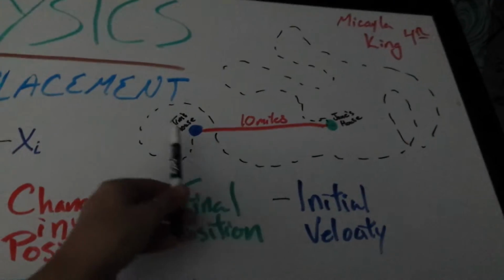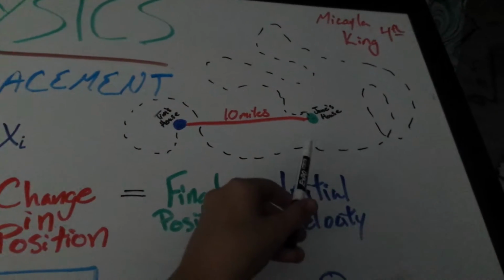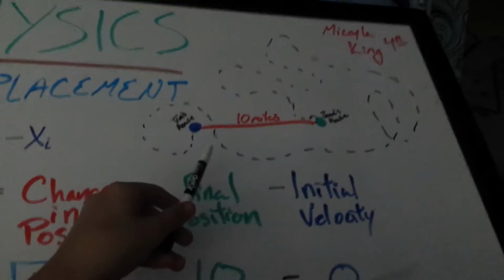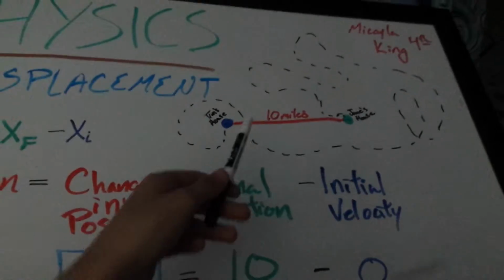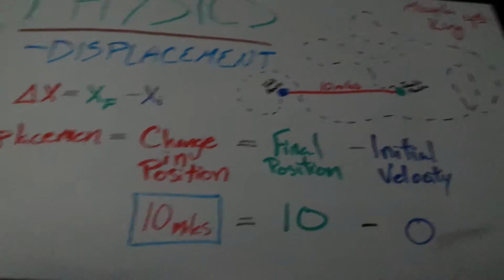The example I wrote is Tim's house is the starting point, and he's going over to Jane's house, and he can take any route he wants, but the total displacement will be 10 miles if that's how far away their house is. So it'd be 10 minus 0, and that would equal 10 miles.